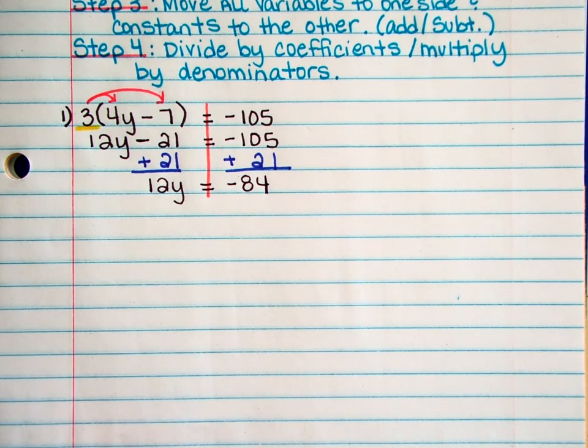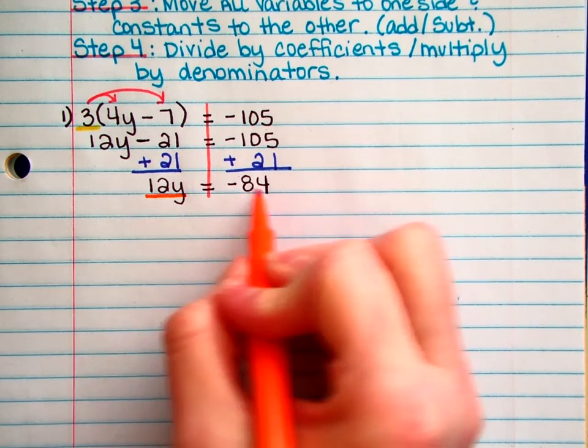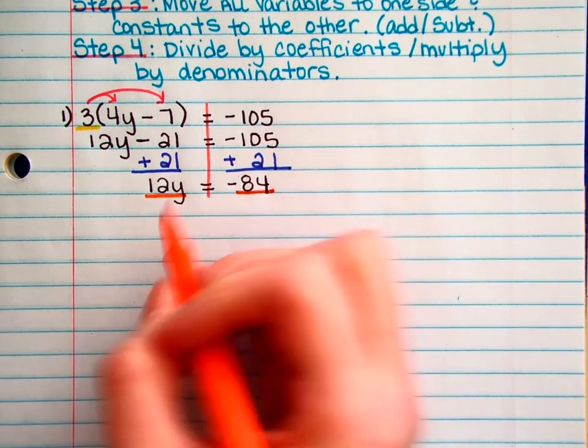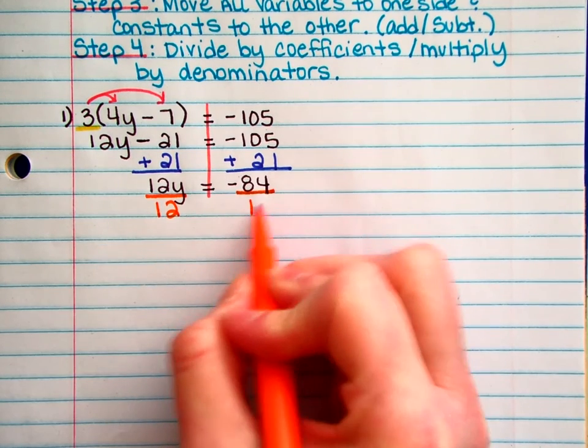Okay, now we're down to the very last step. We've got to get rid of that 12. He's the coefficient of y. Therefore, we're going to divide both sides by 12.